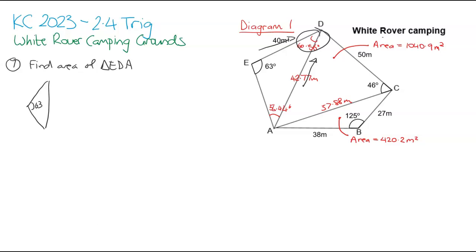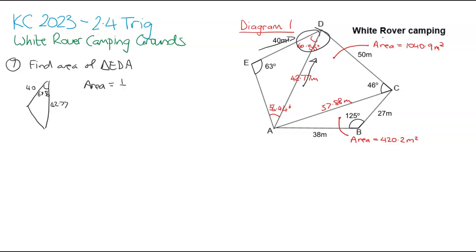So there's 63. Oh, we actually don't need that measurement, do we? I've got the 60.56 up the top. I've got my 40, and I've got my 42.77. So I'm going to state my formula.